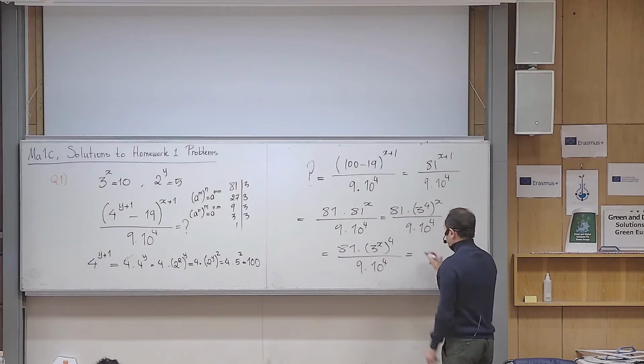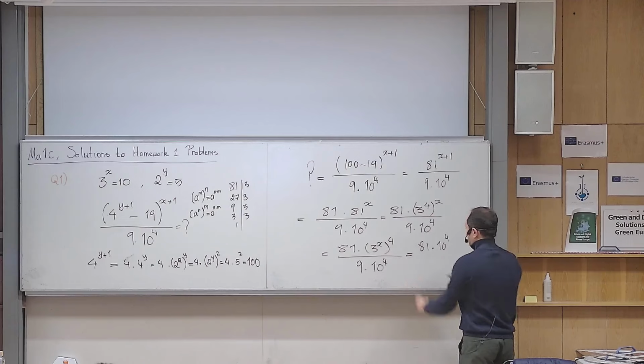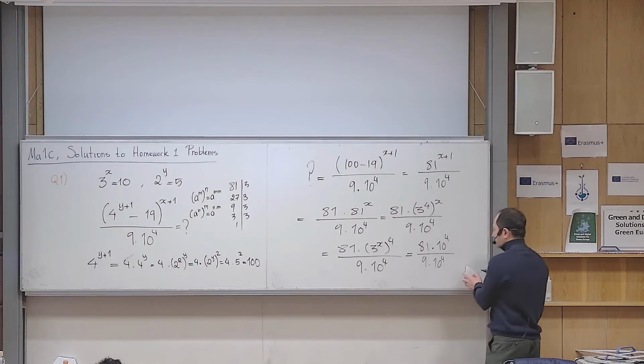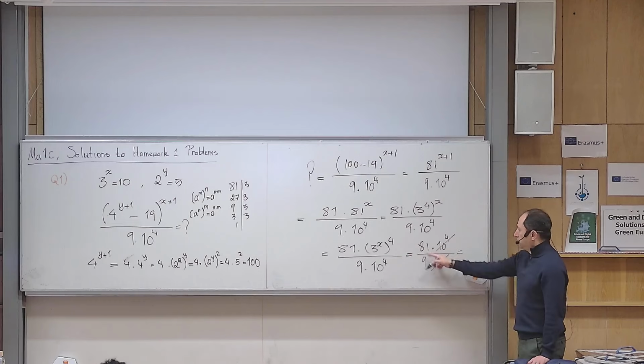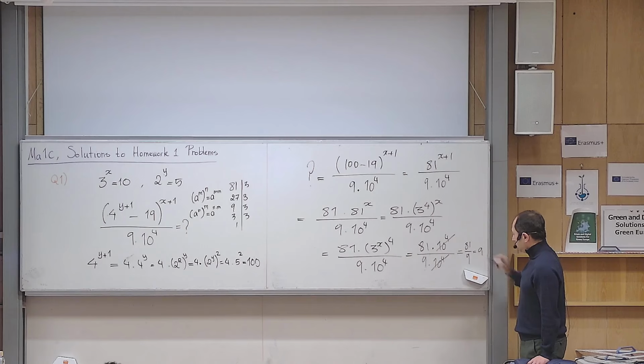What can I put instead of this? 10. So what happens? It is a very simple problem now. So 10 to the power 4, yes? And then 9 tenths to the power 4. Now, can you see what the problem is? Very simple. 10 to the power 4 is 10,000. Well, I don't care even what that is, because it is gone. And I am left with 81 over 9. What is the answer? 9.